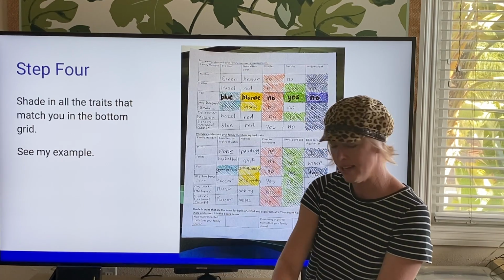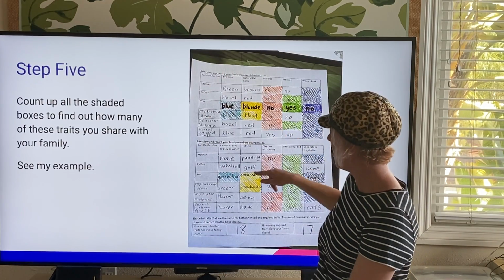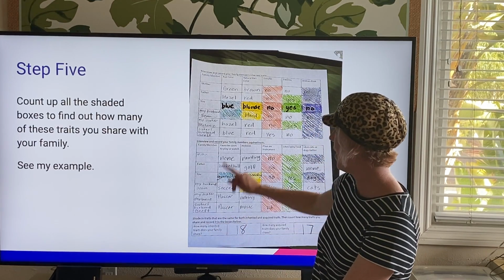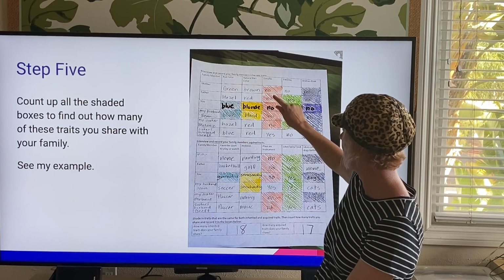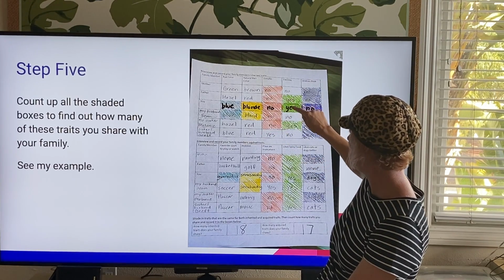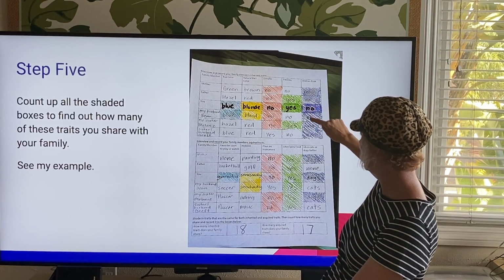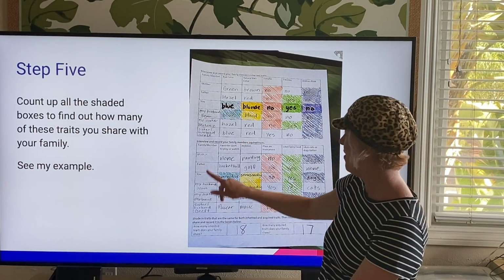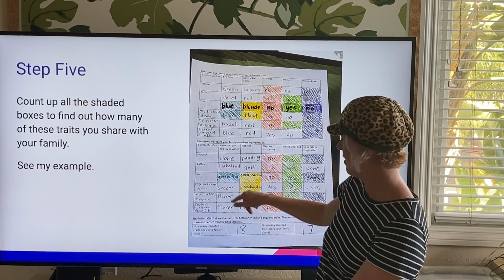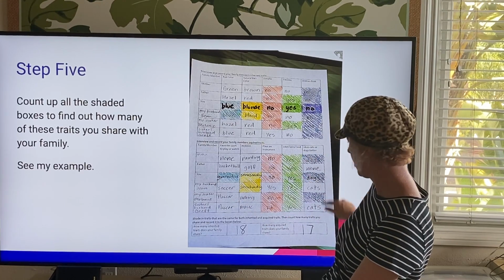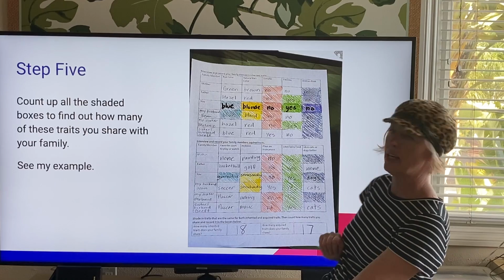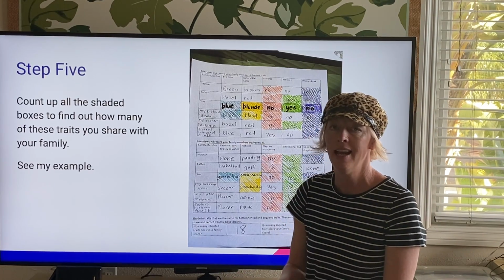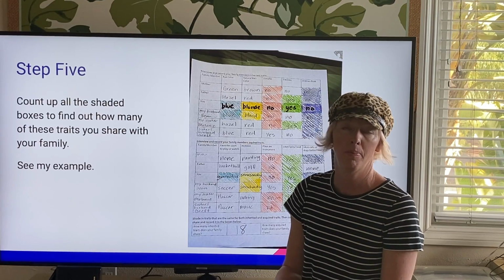And then at the end, I counted them up. So for how many inherited traits does your family share? I went 1, 2, 3, 4, 5, 6, 7, 8, 9, 10, 11, 12, 13, 14, 15, 16, 17, 18. And I wrote 18 down here in this box. And then for my acquired traits, I did the same thing. I counted up all the boxes, including myself, and wrote the number down at the bottom. So it looks like I share 18 inherited and 17 acquired traits with people in my family.